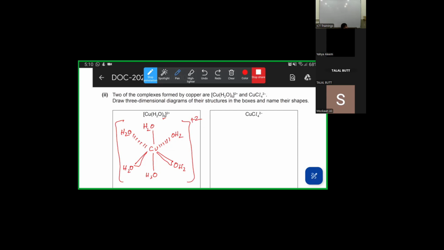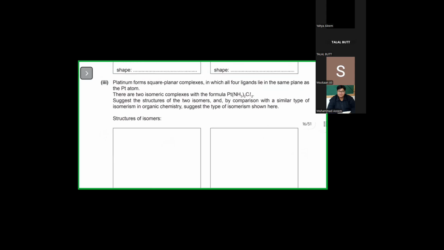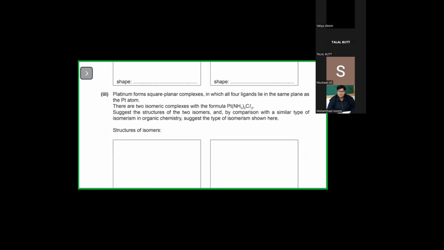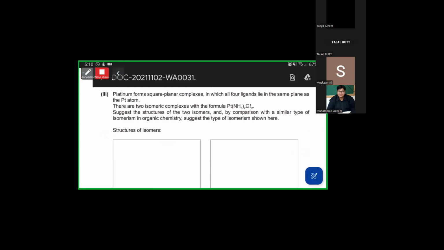Yes, sir. Okay, guys, here he is asking to make the structures. Look at this, if you look up here, he wants you. This is the structure. This is the complex. He is saying to make isomers of this. So you should draw it like that. This one contains 2 and 2, 4. So 4 ligands are present. So you should draw it like that. This is the square planar.